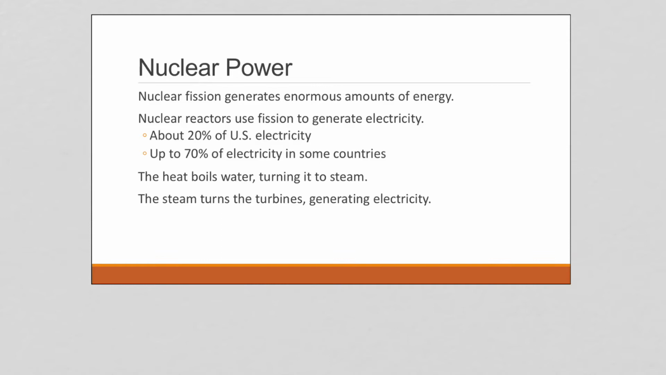Now, the count varies a little bit depending on time, but about 20% of the U.S. electricity comes from nuclear power plants. That can be upwards of 70% in certain countries.